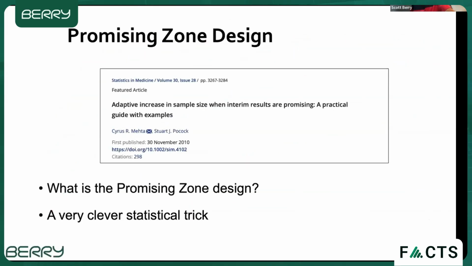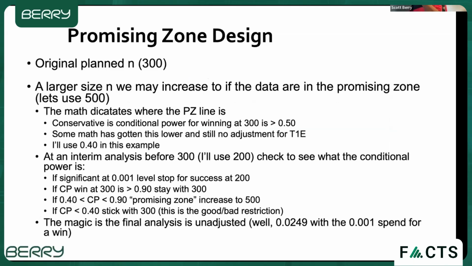So, the common promising zone design, which I'm assuming most of you know. There's a really neat, clever trick to the promising zone design, which is part of its appeal: I don't spend alpha. So you can write down a potential promising zone design where at 200 patients, I'm going to do an interim. And at that interim, I'm going to decide, do I go to 300 or do I go to 500?